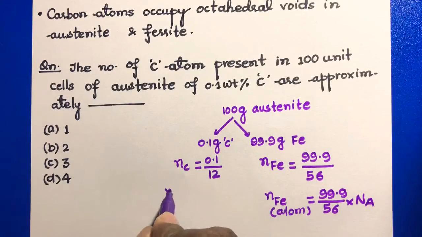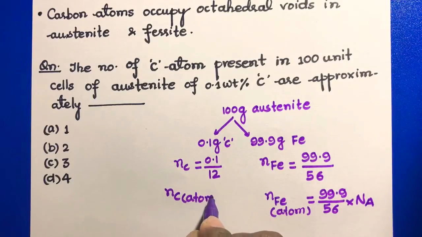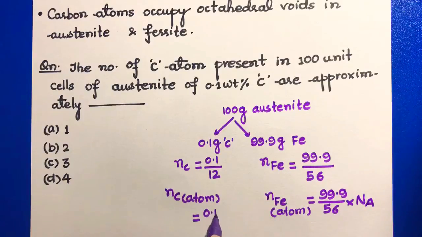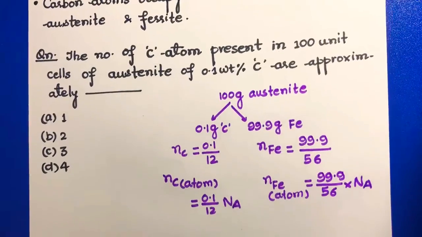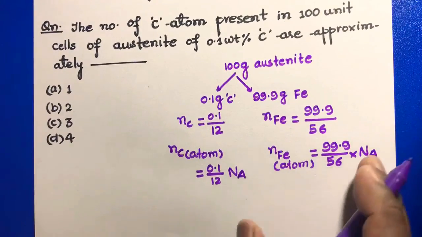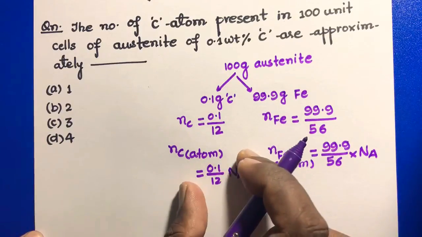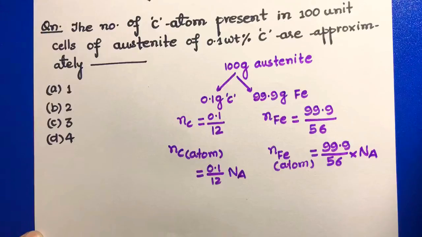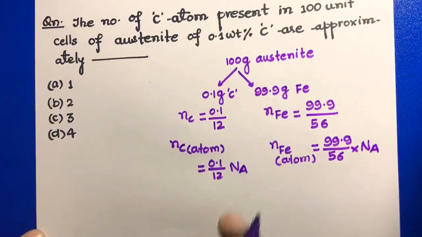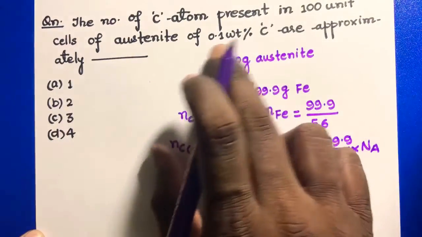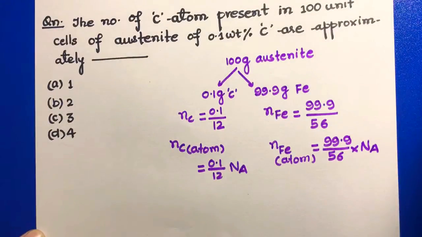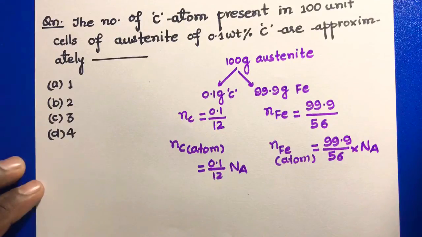Similarly, the number of carbon atoms should be 0.1 by 12 into Avogadro number. So again we can say that for this much number of iron atoms, this much number of carbon atoms should be present in the austenite phase, because we have derived this with the help of the data given to us, that is the percentage weight of carbon in austenite phase.